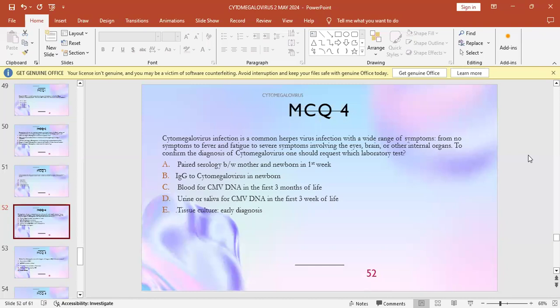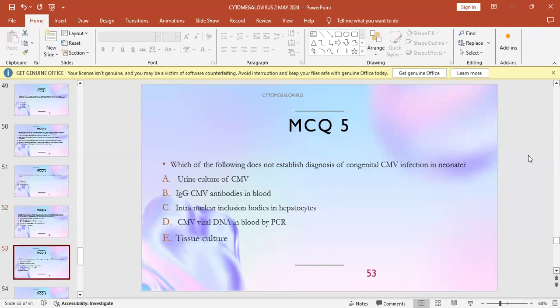It's D, urine or saliva for cytomegalovirus DNA in the first 3 weeks of life. Fifth MCQ: Which of the following does not establish diagnosis of congenital cytomegalovirus in neonates? Whether urine culture of cytomegalovirus, IgG CMV antibodies in blood, intranuclear inclusion bodies in hepatocytes, cytomegalovirus viral DNA in blood by PCR, or the tissue culture. It's B. IgG CMV antibodies in the blood do not establish diagnosis.